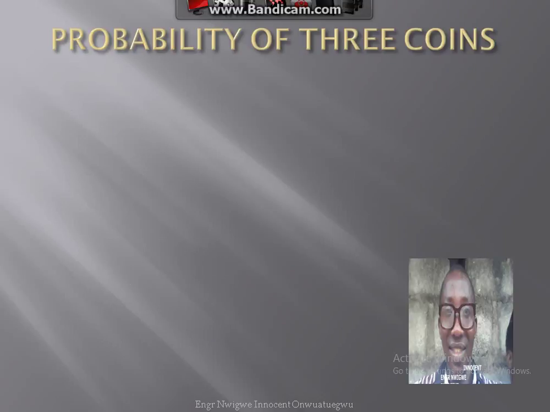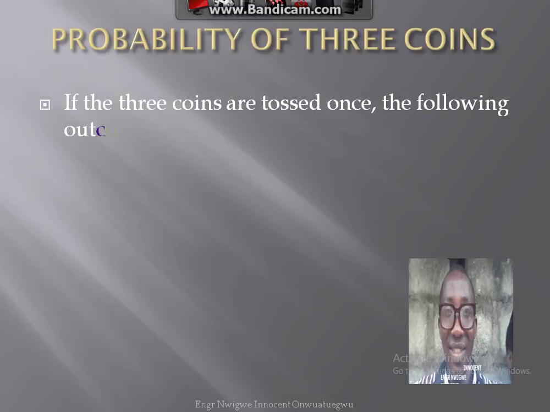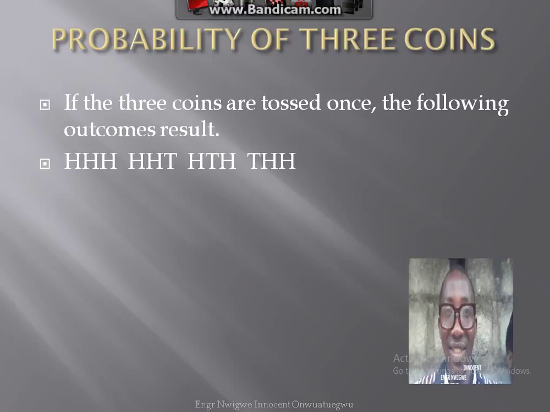Probability of 3 coins. If 3 coins are tossed once, the following outcomes result: head head head, head head tail, head tail head, tail head head. We also have tail tail tail, tail tail head, tail head tail, head tail tail, which is equal to 8 possible outcomes, a total outcome of 8.